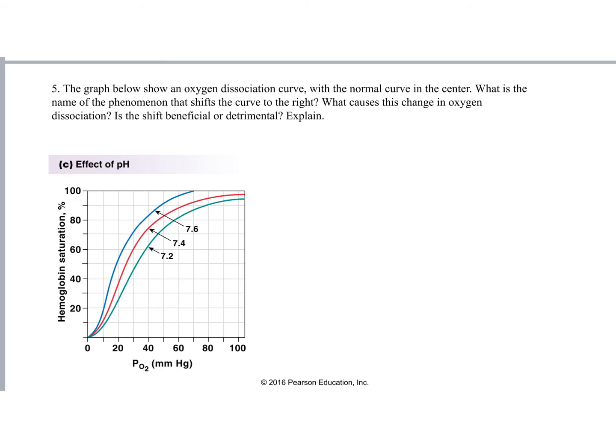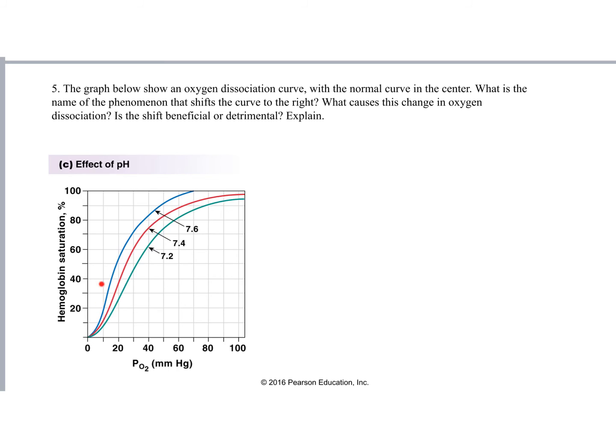Our next question: the graph below shows an oxygen dissociation curve with a normal curve in the center. What is the name of the phenomenon that shifts the curve to the right? And what causes this change in oxygen dissociation? And is the shift beneficial or detrimental? And then explain. If we look at this graph, let's see what we're looking at first.